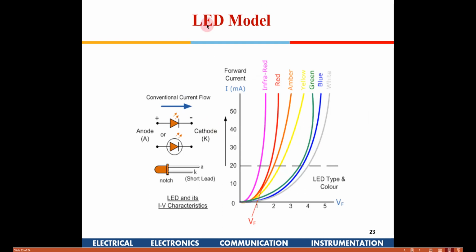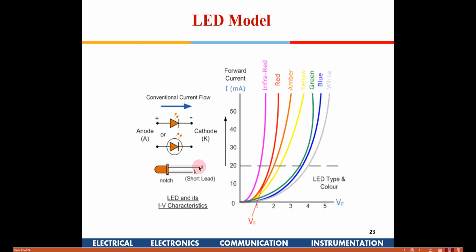Similarly for an LED, these are the symbols of the LED. So you will have the LED anode and cathode. In a practical LED available in the market, one leg will be longer and one will be shorter. The shorter one is the cathode and the longer one is the anode.